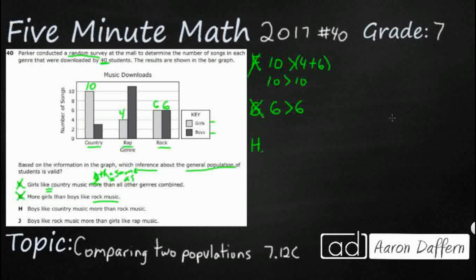H, boys like country music more than rock. So we're just looking at boys now, so we're just looking at the dark bar. So boys, country music, this is between 2 and 4, so we're going to call that 3. More than, so we'll do greater than. Rock music, well, visually I can tell you that doesn't work. Country is not greater than rock, but we already labeled that one as a 6. So they're trying to tell us that 3 is greater than 6. Obviously, that is not going to work. It would be better if we had said less than rather than more than. So let's hope it is J.